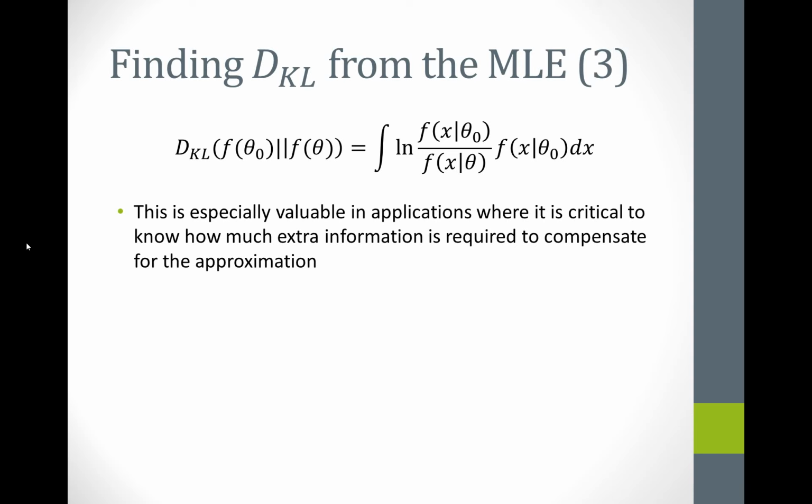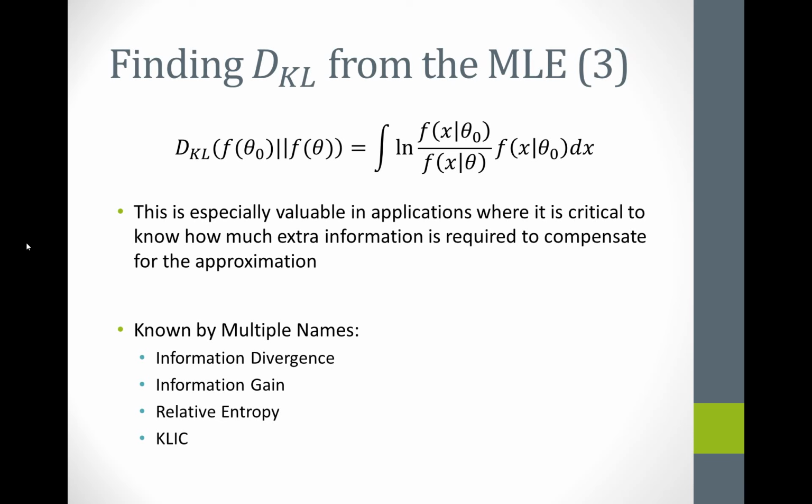The KL divergence is also useful in other different things known by a few different names. It can also be called information divergence. It's used for information gain and relative entropy, which are other very important components of statistical analysis, and it's also referred to by the acronym KLIC.